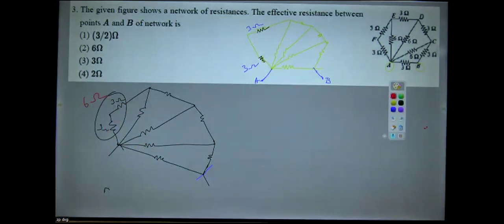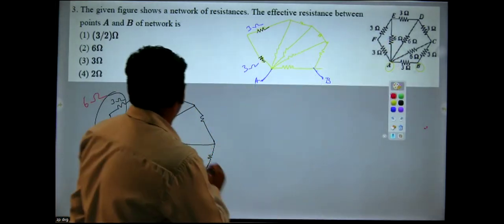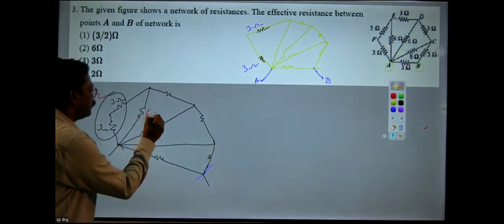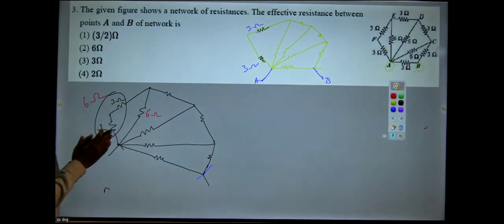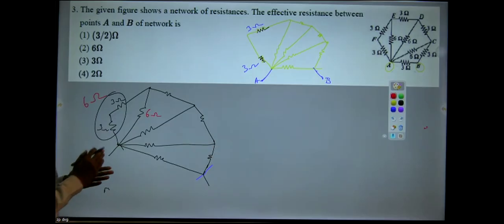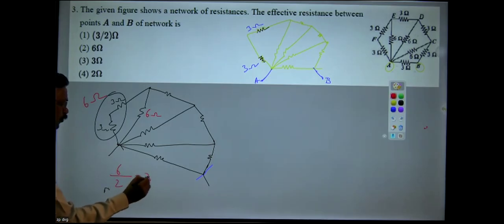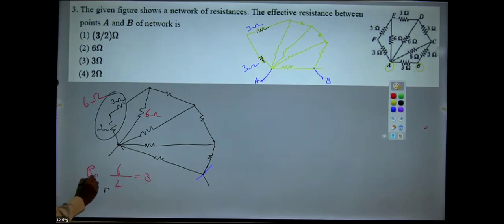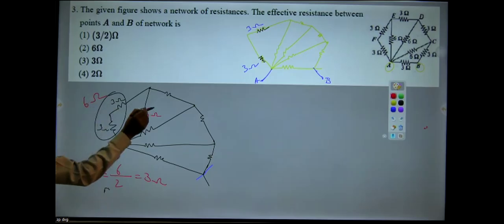So the equivalent resistance is 6 ohm. Then look at this resistance given in the diagram. The resistance value here is 6 ohm. Now this 6 ohm and 6 ohm, these two 6 ohm resistors are in parallel combination. So for two 6 ohm resistances in parallel combination, R by 2 is equal to 3 ohm. In parallel combination, RP is equal to R by 2 formula. R is equal to 6 by 2 will become 3 ohm. The effective resistance of this 6 ohm and this 6 ohm.